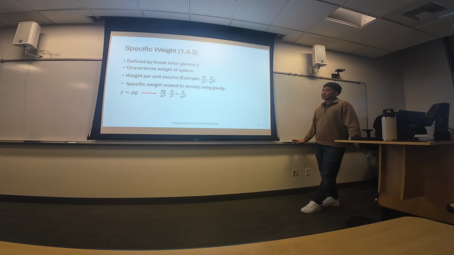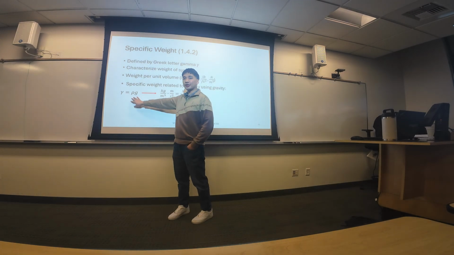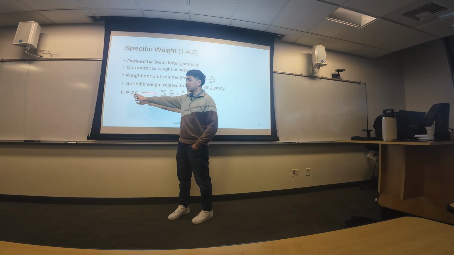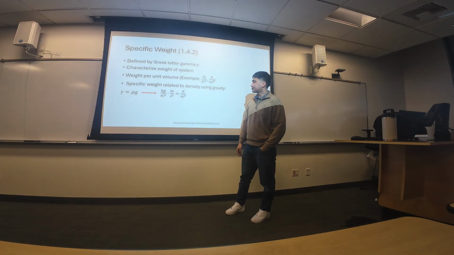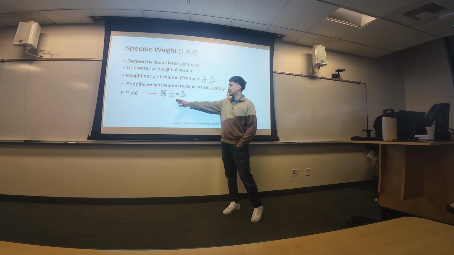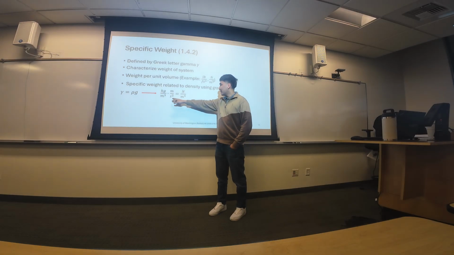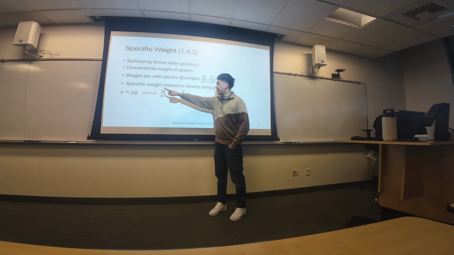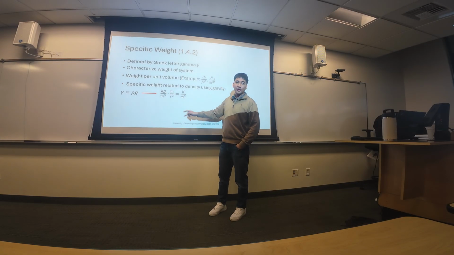So specific weight is related to density using gravity. So here is another important equation. Gamma is equal to rho, the density, times the gravity. Here's an example I put, just in units. You have your kilograms, meters cubed, just because we're talking about units this lecture. Meter squared, and then this is F equals ma. That's newtons. Then your volume is right at the bottom there.